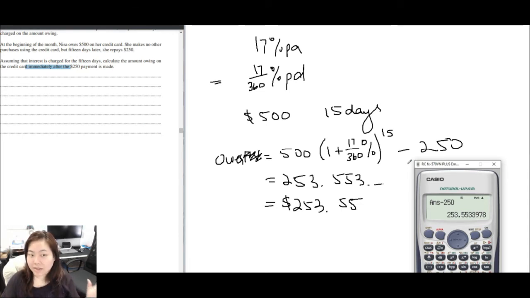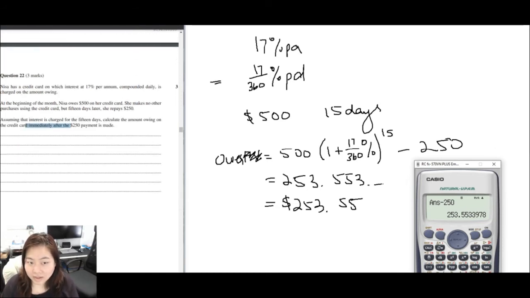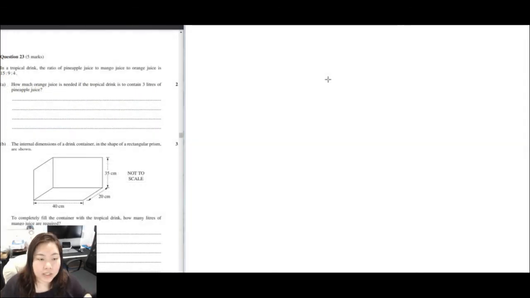If any of you can answer this for me, that would be much appreciated. I don't know what I'm doing wrong here. I think the answer is wrong, but I don't want to say that with complete certainty. But if you guys can correct me on how they can get $253.50, please let me know in the comments below. But I'm moving on. Question 23.